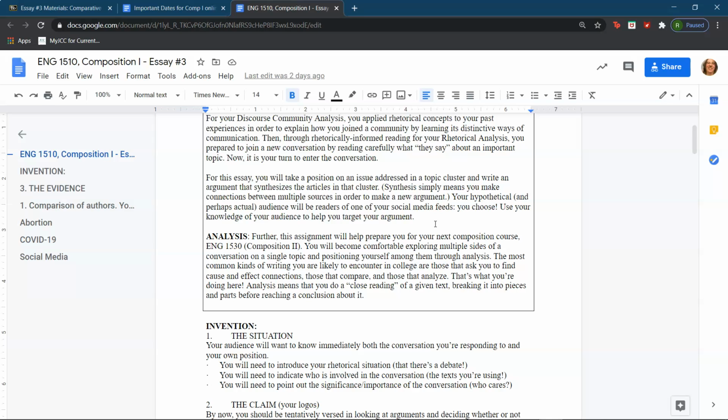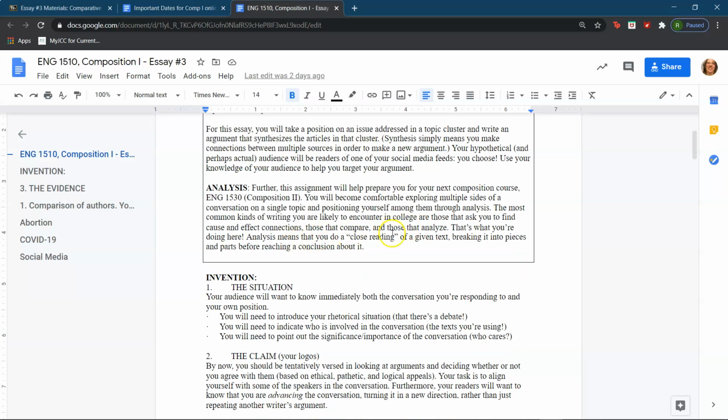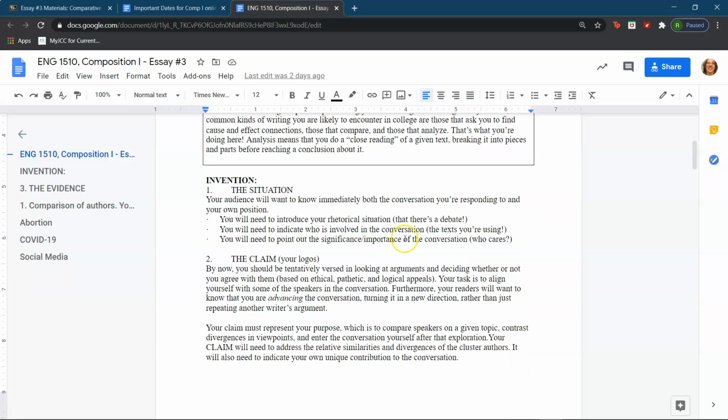So furthermore, this will prepare you for your next composition course in Comp 2, and you will become comfortable exploring multiple sides of a conversation on a single topic and positioning yourself among them through analysis. Now, the most common kinds of writing you will likely encounter in college are those that ask you to find cause and effect connections, those that compare, and those that analyze. That's pretty much what you're doing here. So you're doing a close reading of a given text, breaking it into pieces and parts before reaching a conclusion about it.